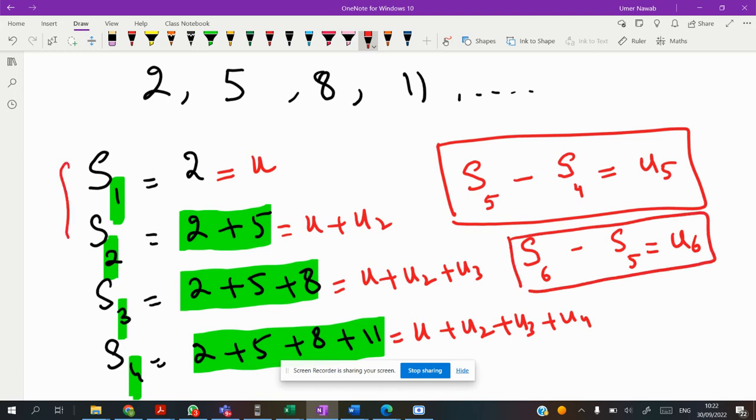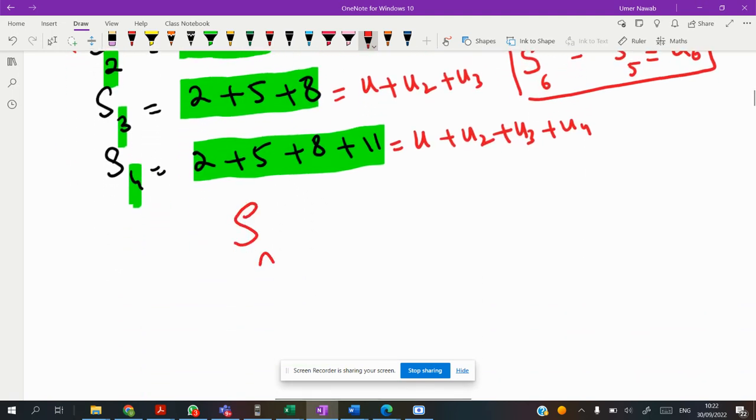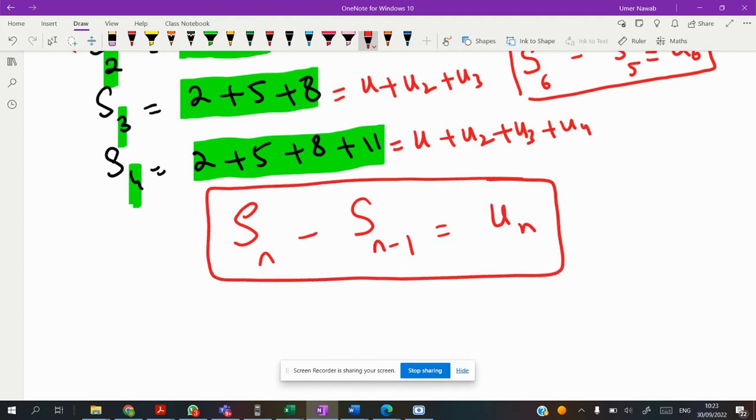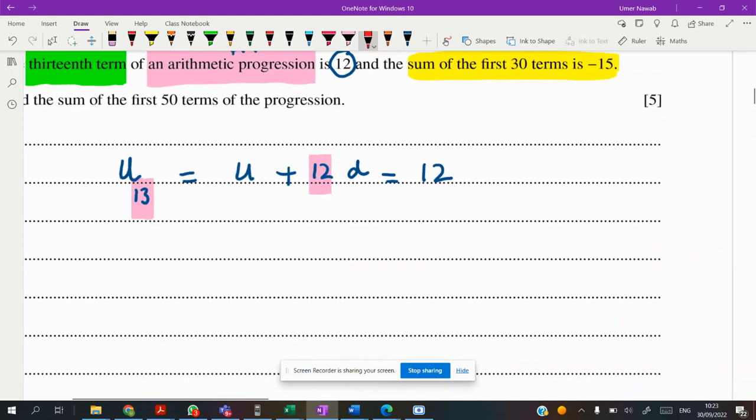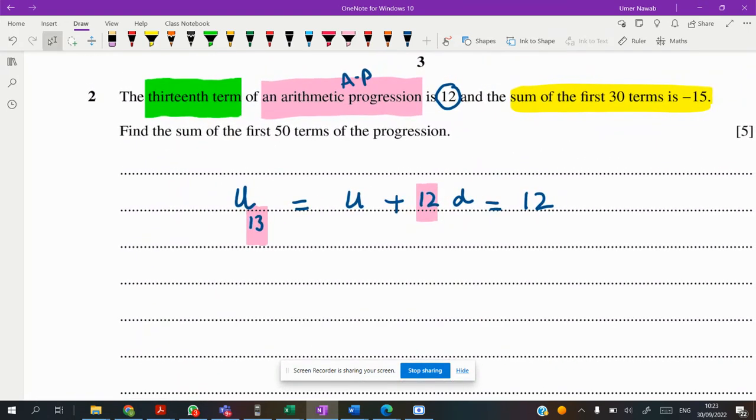Same thing, if you look into this case, S2 minus S1 will be U2. So the general formula is Sn minus Sn minus 1 is equal to Un. So don't forget this formula. Maybe it will be used somewhere in arithmetic progressions or geometric progressions, the relationship between sums and the terms.